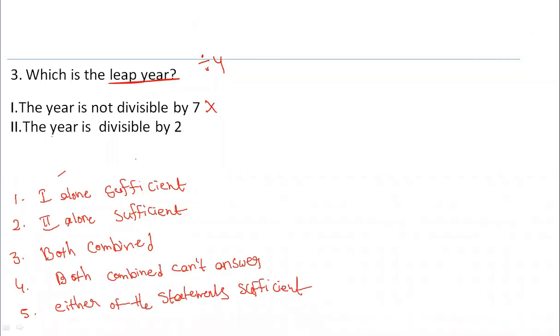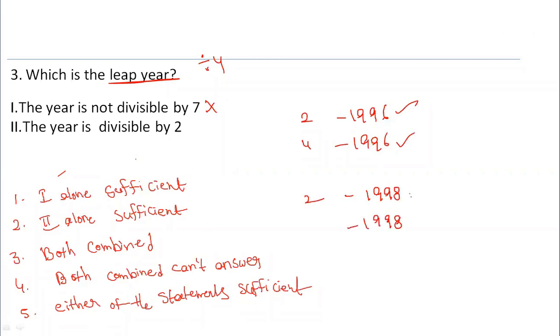Applying the same, try to solve the second statement alone. Here there is a possible doubt you may have, guys. Let's take the year 1996. It is divisible by 2 and it is divisible by 4. Let's take one more year, 1998. It is divisible by 2, but it is not divisible by 4.